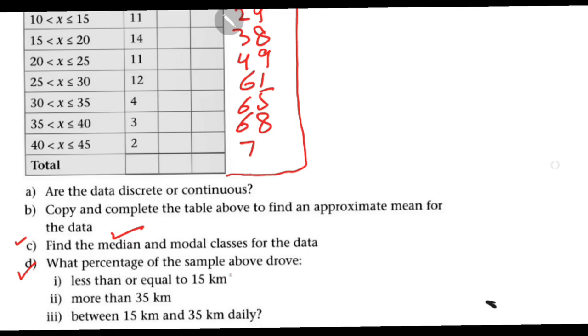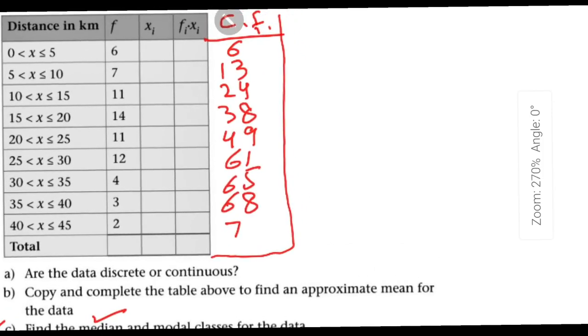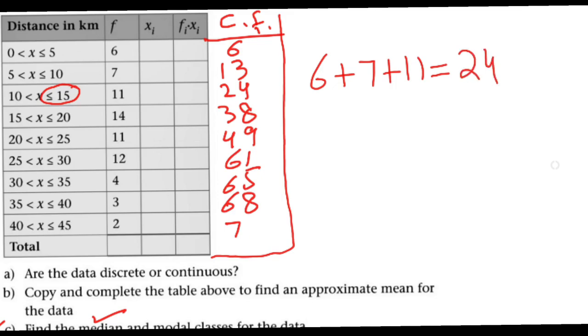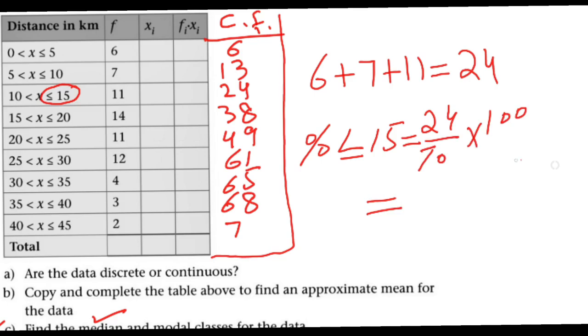The question says, what percentage of the sample drove less than or equal to 15 kilometers? The first one, this one. Now we need to find the number of motorists less than or equal to 15. So this is the 15. We're looking for less than or equal to 15. So 6 plus 7 plus 11, that will give me 24. So we need to calculate the percentage now. The percentage less than or equal to 15 is equal to 24 over 70 multiply 100. So my final answer is 34,29%.